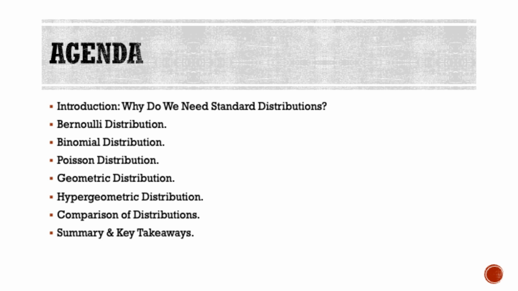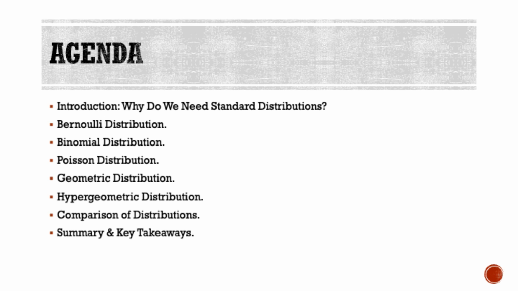This distribution describes a single trial with only 2 possible outcomes: success or failure. It's the building block for everything else we'll study today. Next, we'll move to the binomial distribution, which is essentially multiple independent Bernoulli trials. This distribution answers questions like, if I flip a coin 10 times, what's the probability of getting exactly 6 heads? It's one of the most commonly used distributions in practice.